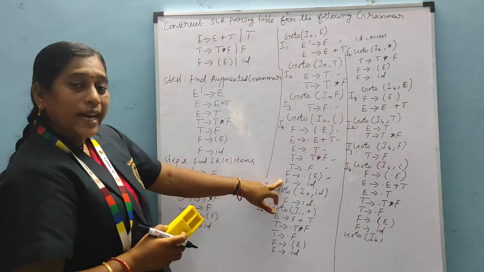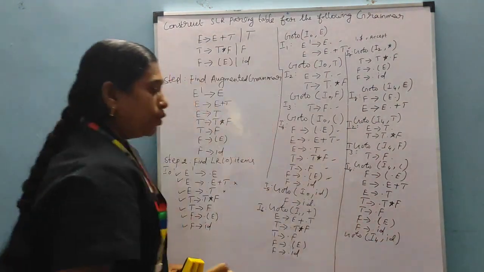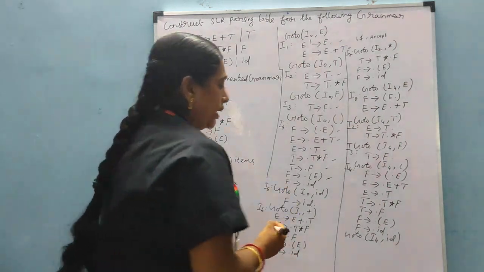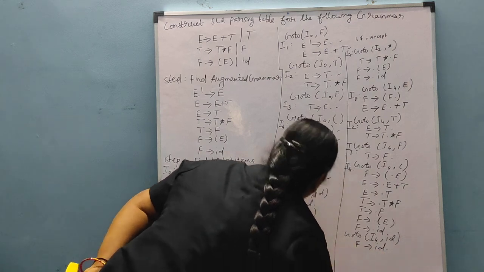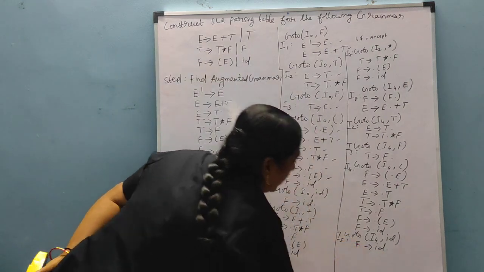Then one more thing. I4 comma ID. Yes, I am adding I4 comma ID. See here in the state F tends to ID dot. Is it new state or existing? I think this is existing, right? I5. So I am writing here I5.